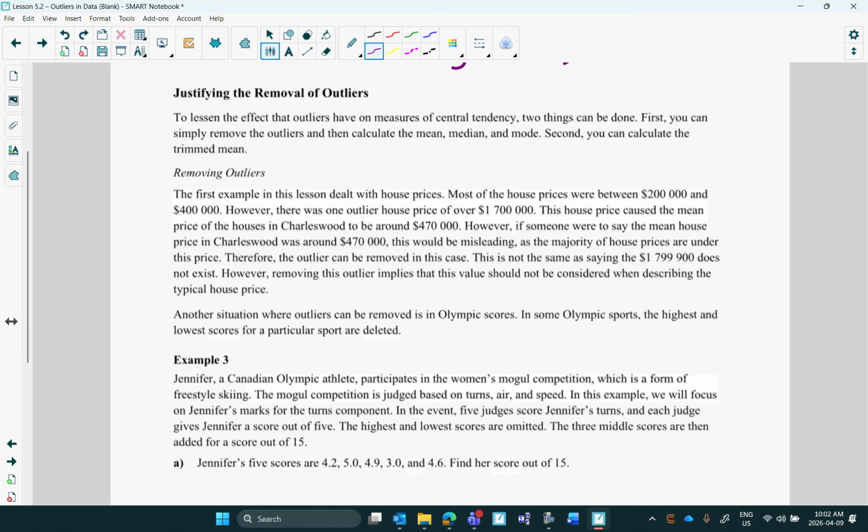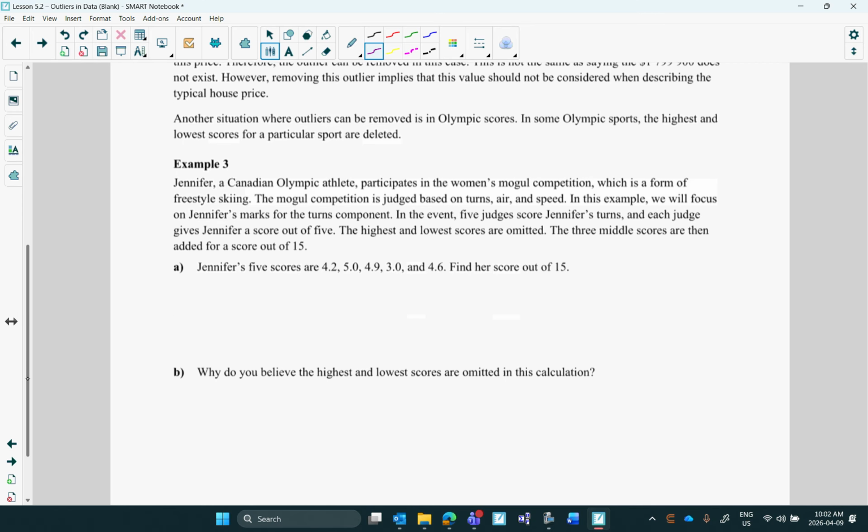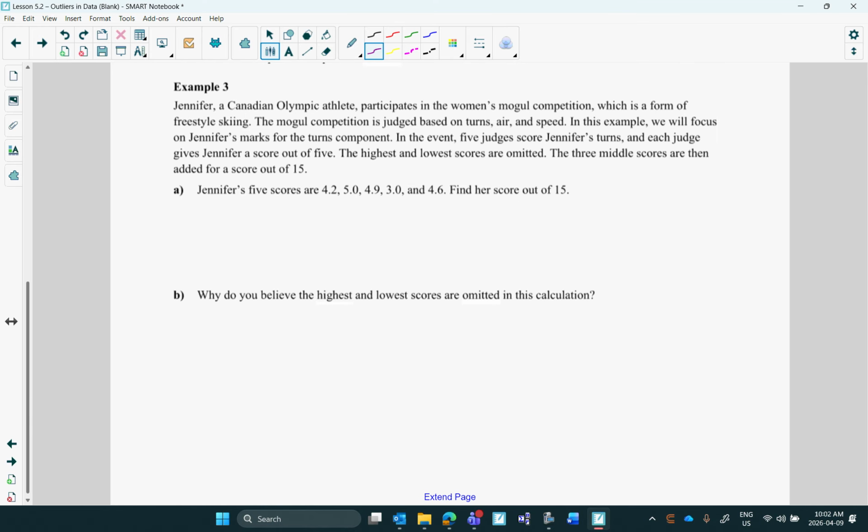Here's another example of where outliers can occur and they are removed, is in sport, any sports event that involves judging. So for example, moguls competition, figure skating, diving, gymnastics, all of those involve scores by a panel of judges. So let's say Jennifer in a moguls competition, these are the 5 scores she got. Okay? And we want to find her score out of 15.